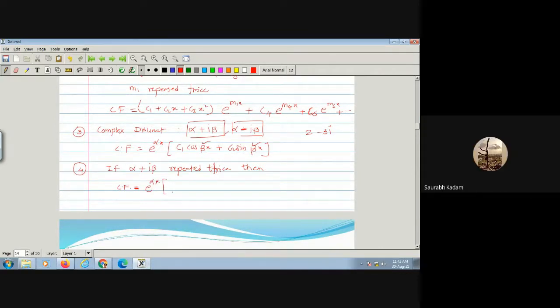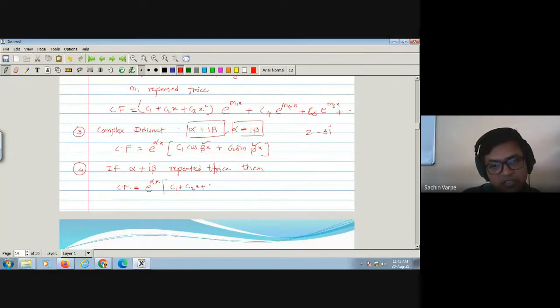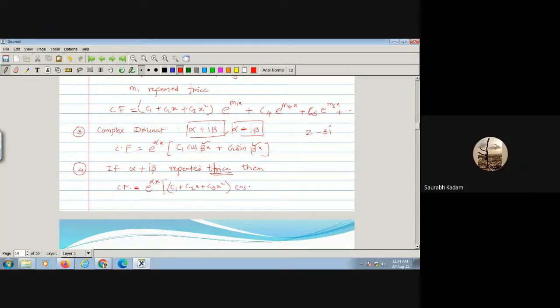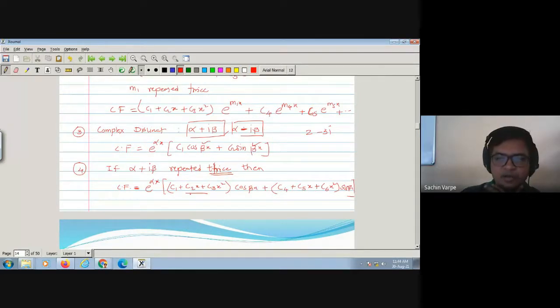e to the power alpha x into (c1 plus c2 x plus c3 x square), because roots are repeated thrice, into cos beta x, plus (c4 plus c5 x plus c6 x square) into sin beta x. Good. Don't repeat these constants, okay? Because in total we should have constants equal to the order of the differential equation.